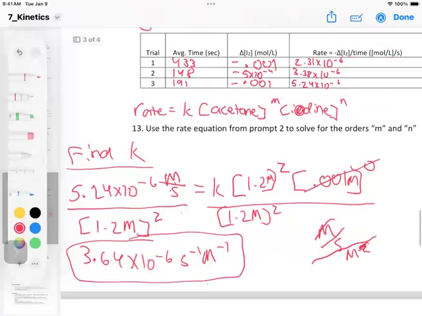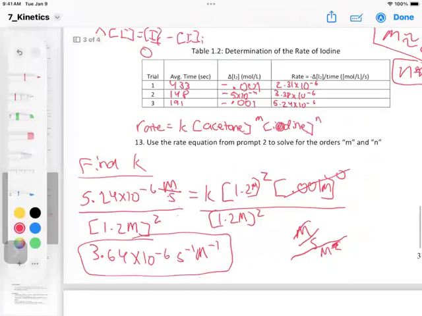So that is all you need to know for the data analysis calculations of this lab.